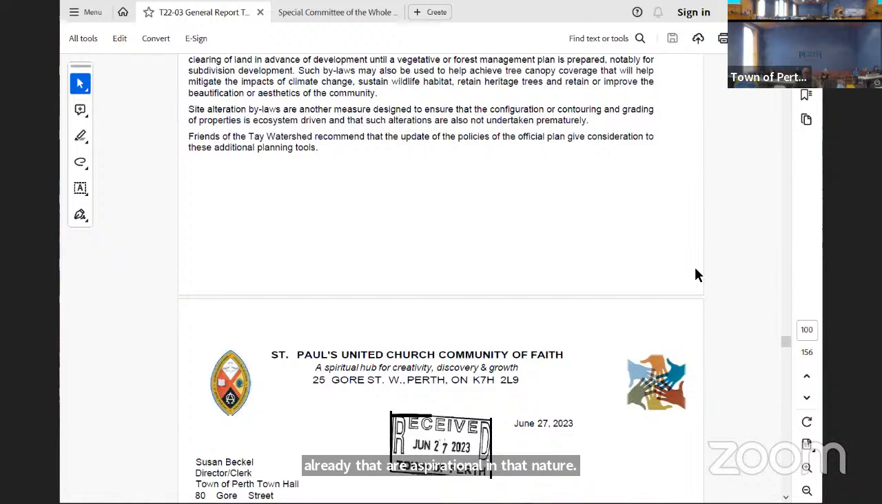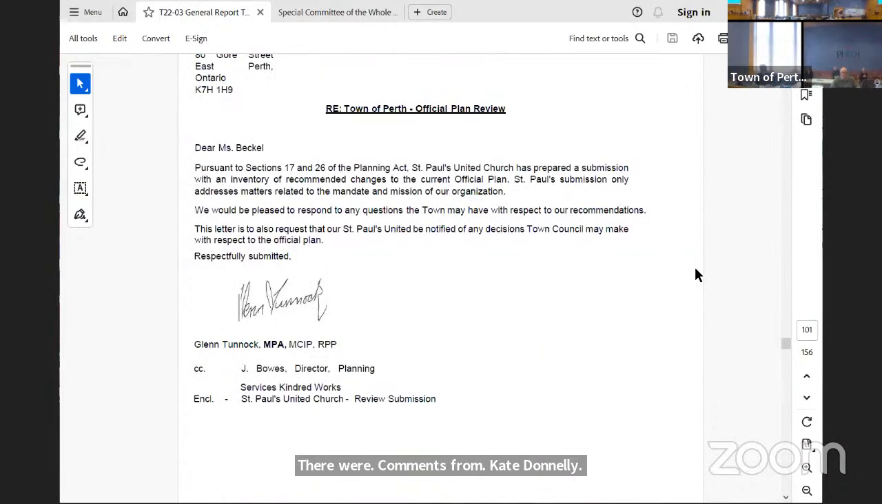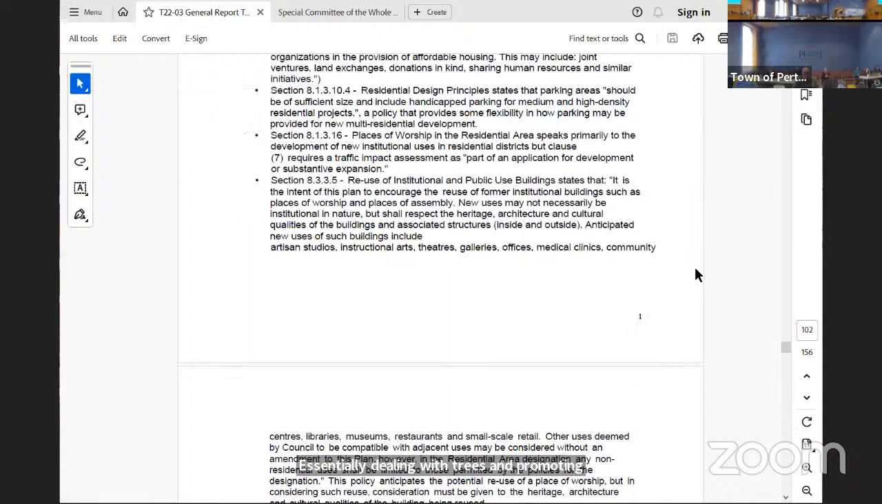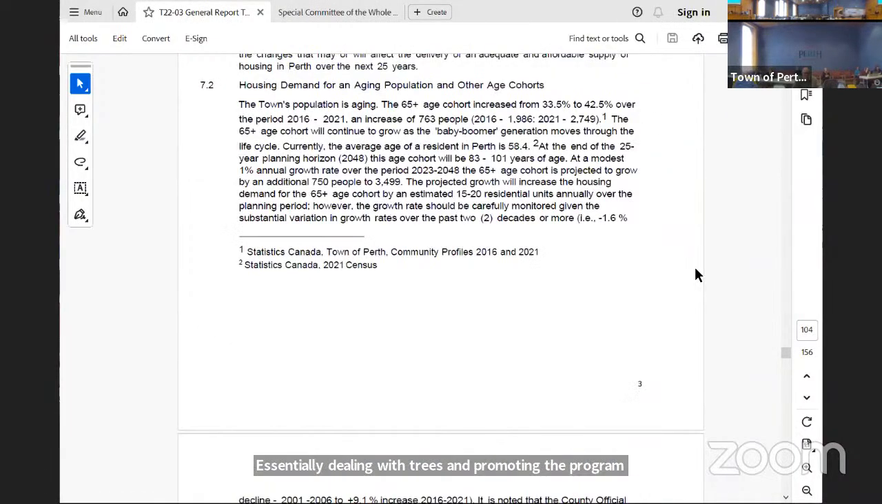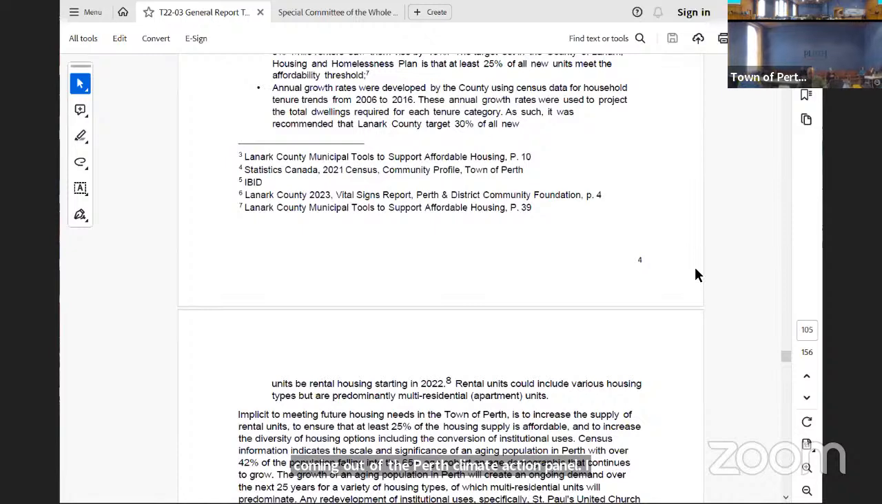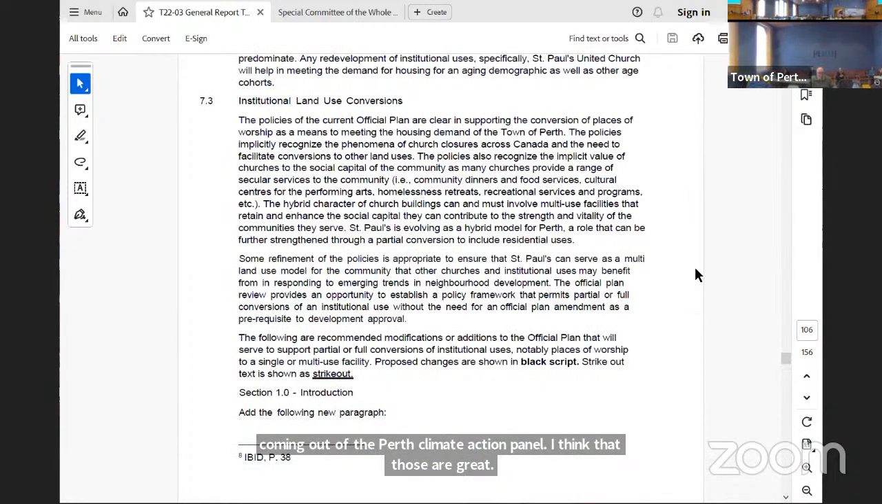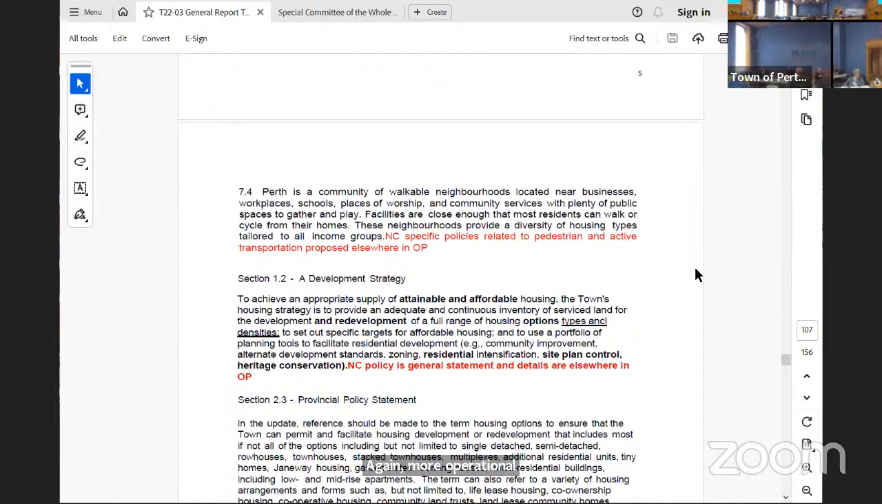There were comments from Kate Donnelly, essentially dealing with trees and promoting the program coming out of the Perth Climate Action Panel. I think that those are great. Again, more operational in nature. We could be updating some of the streetscaping components to speak specifically to that and at least maybe tighten up the wording or clear statements on that, but there wasn't a lot there for me to sink my teeth into.